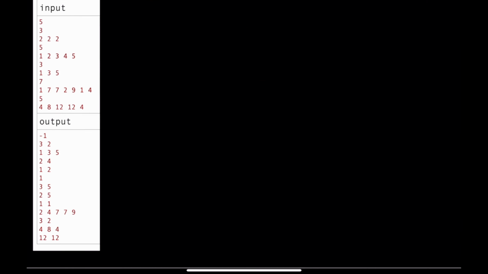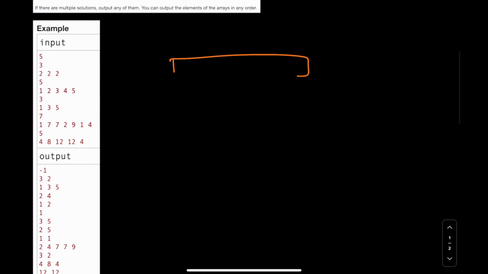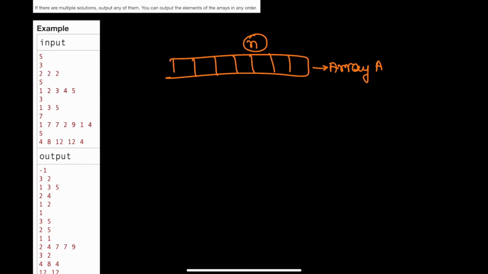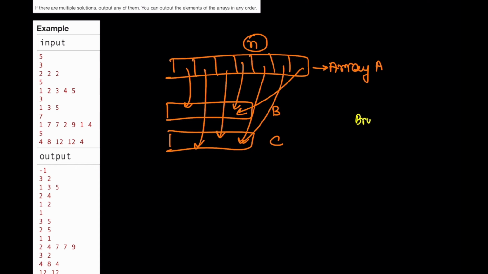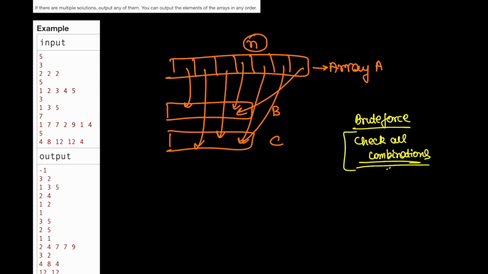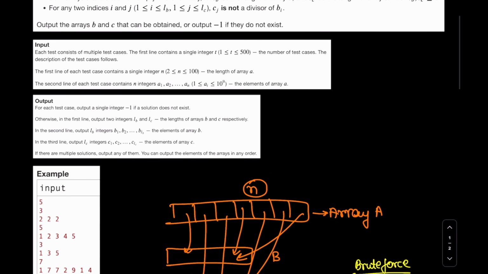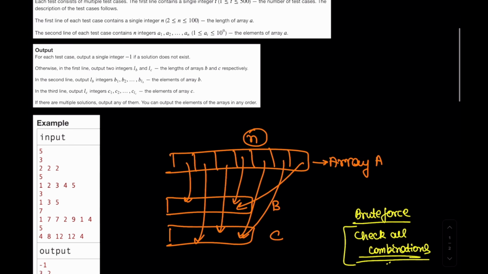So let's see what they want to say. We'll be given an array A. There will be some n elements and we need to divide those elements into two arrays, B and C, and any combination would work. So the brute force would be checking all the combinations. That is a really bad approach, because even if the constraints are low, I don't think it will be a great thing.